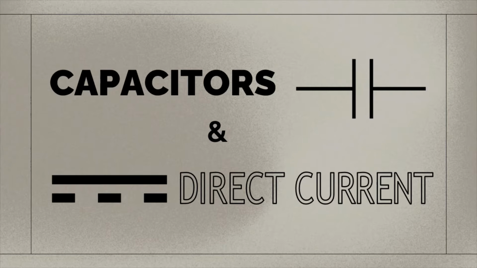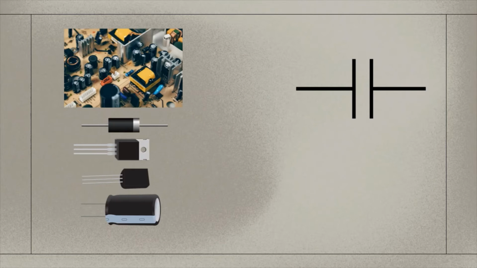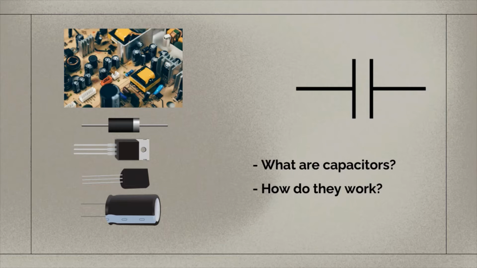Let's talk about capacitors and direct current. Capacitors are part of almost every electronic device out there, but what exactly are they? How do they work? And how do they affect the direct current network?